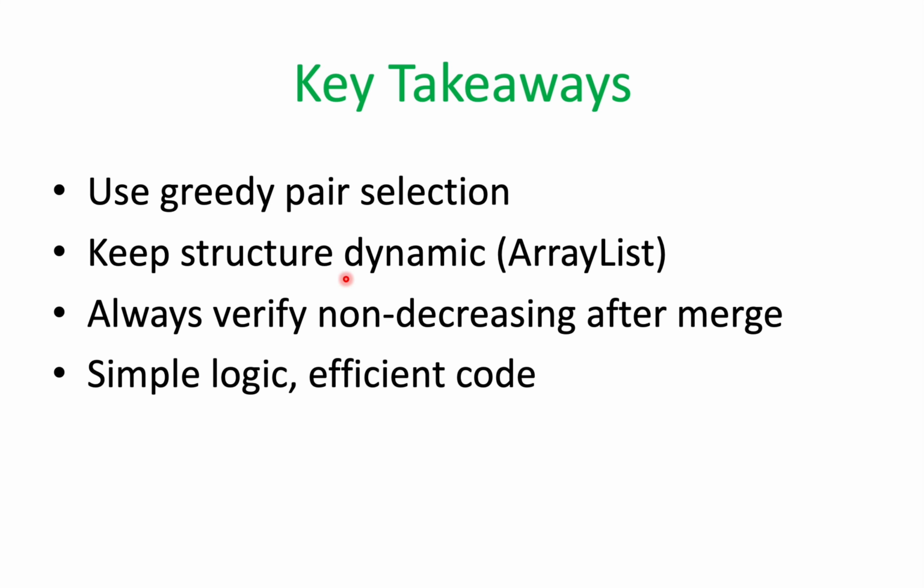So what is the takeaway? We have used a greedy pair selection, and we have used the dynamic array, the dynamic structure of the array, that is called ArrayList, and we have always verified the non-decreasing order after the merge. So it's a simple and efficient code.